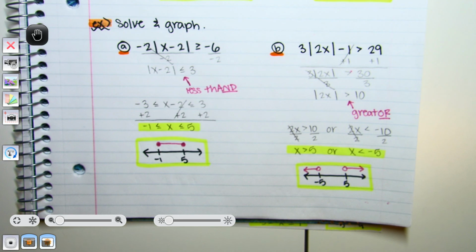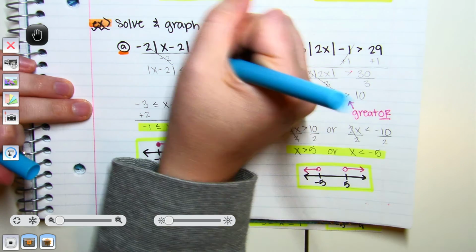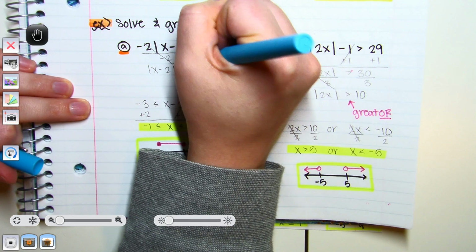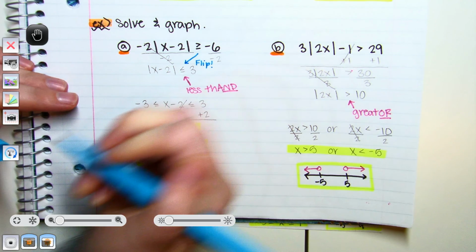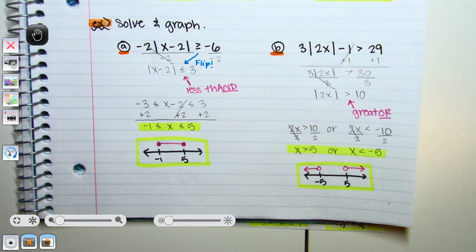Go ahead and check your answers for the last example. So for part A, we had to divide both sides by -2, which makes our sign flip. Forgot to write that, so I'll go ahead and write that there. Makes the sign flip when we divided both sides by a negative number.